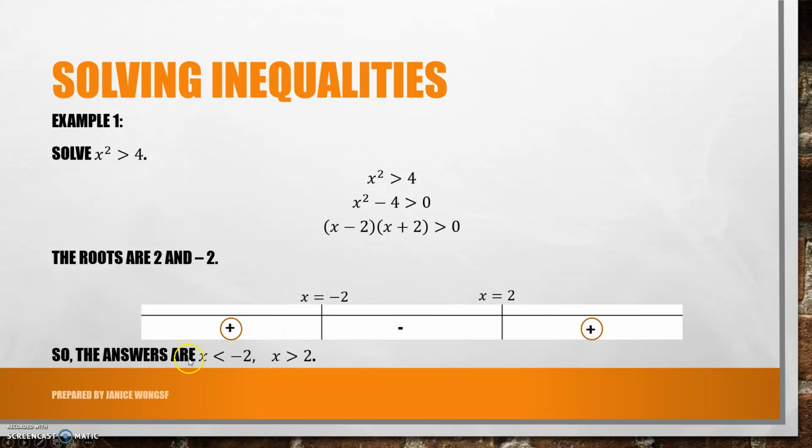Thus, the answers for this inequality will be x less than negative 2, because to the left of x equals to negative 2. And x more than 2, because in this region x is actually bigger than 2, which is to the right of 2. So these two are the solution.